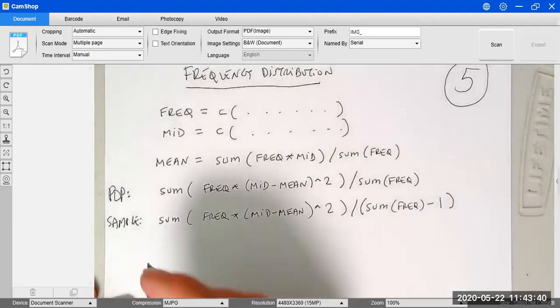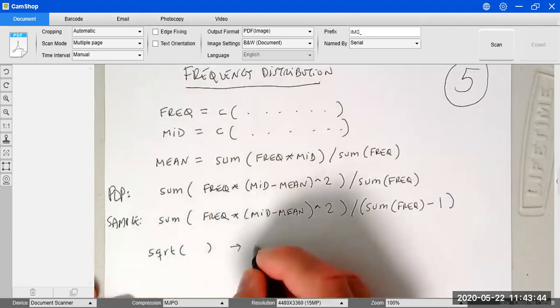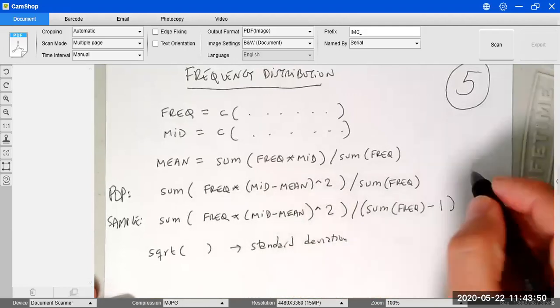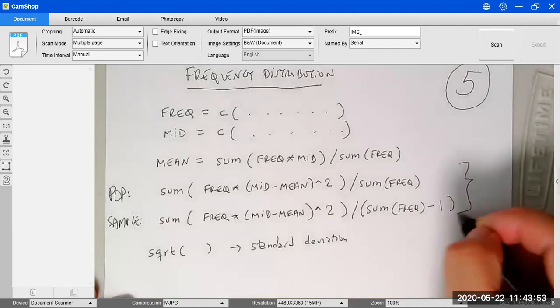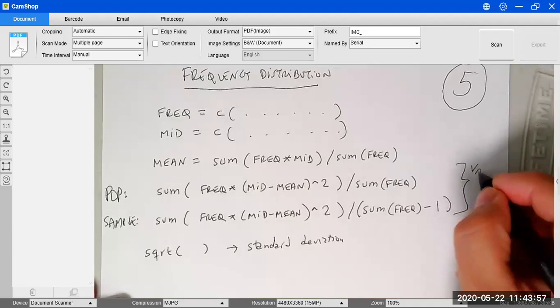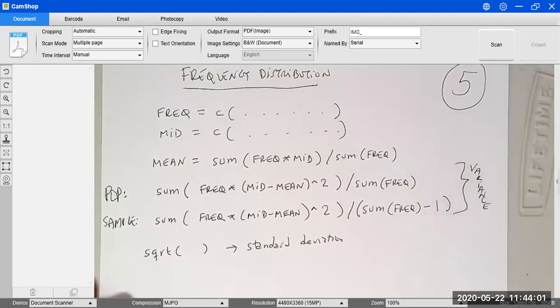Then you take the square root to get the corresponding standard deviation. Why? Because these formulas are to compute variances, the variance in each case.